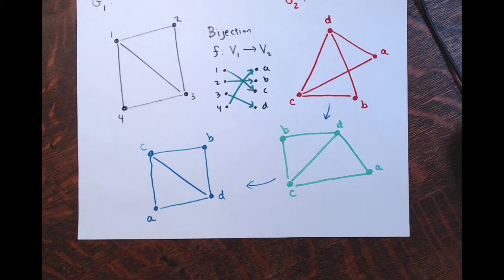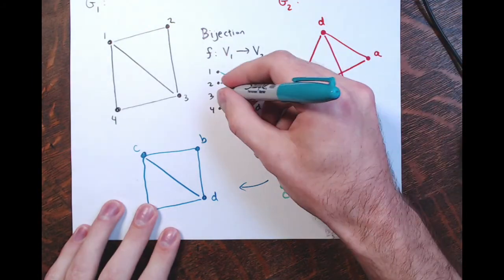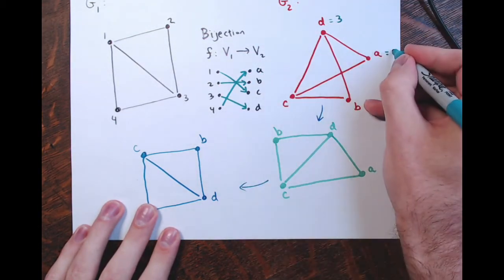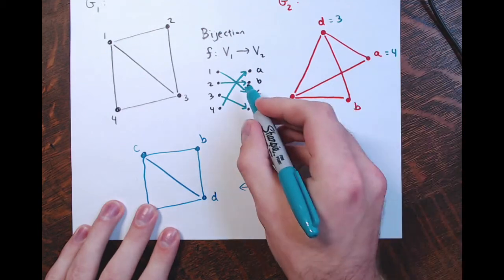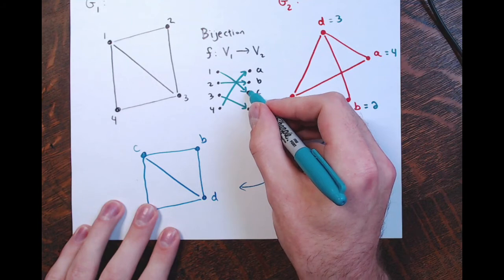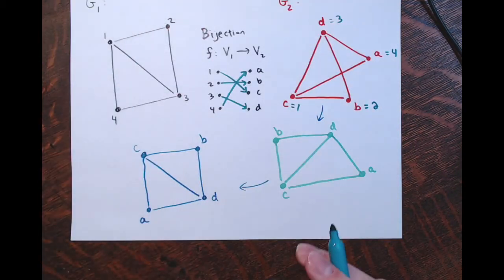All right. So if I were to relabel D as 3, relabel A as 4, relabel B as 2, and relabel C as 1, then the edge sets, these would be the exact same graph. They'd have the same vertex set now, 1, 2, 3, 4, and they'd have all the same edges, all the same connections.